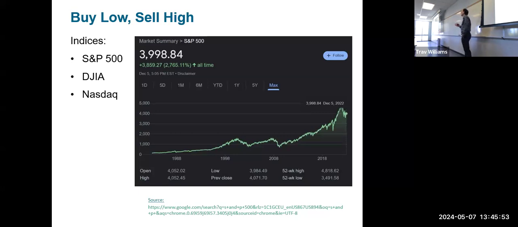In general, if you hold your stock, I mean, it depends what the stock is, but stocks in general do go up over time. We can see the overall stock market just continues to go up, right? Does that mean it's always going to go up? No, there are going to be periods where it goes down.